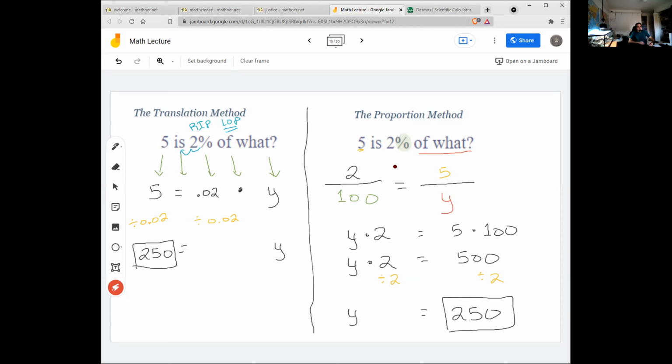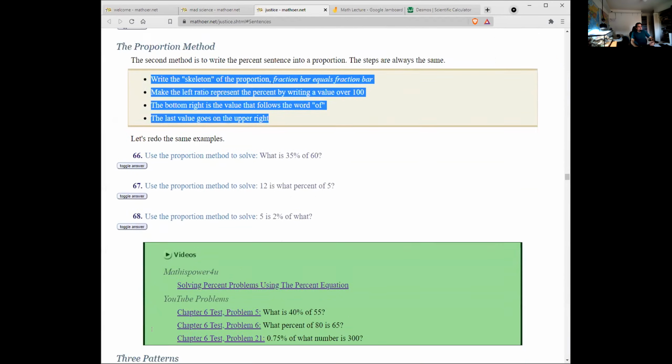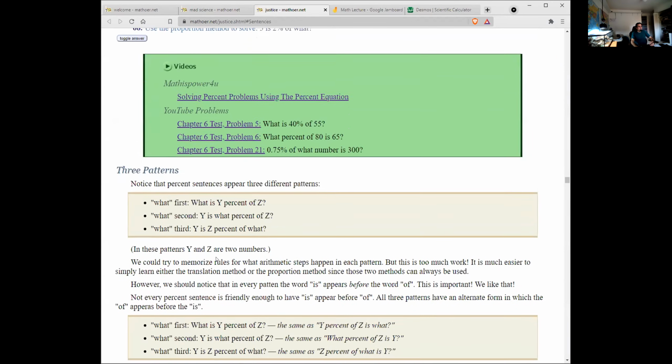So hopefully at this point, you can do lots of these percent sentences. You've seen all the different ways they can be. You have one method or the other that you like, and you can do a bunch of homework. If you need more practice, do more practice, look for things here, watch videos, and so on.